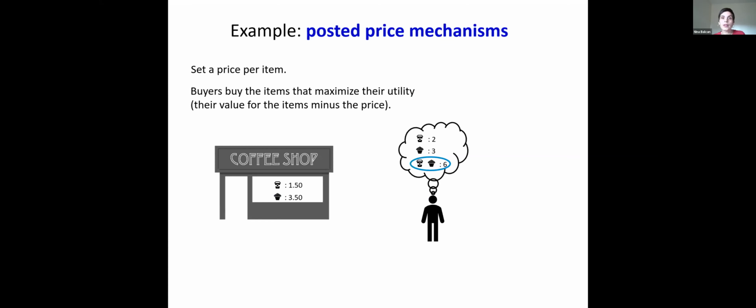As a quick example, we could think about posted price mechanisms, where the seller is trying to sell a number of items, and he just puts a price per item. Then the buyers come in some fixed but arbitrary order, and they buy the items that maximize their utility.